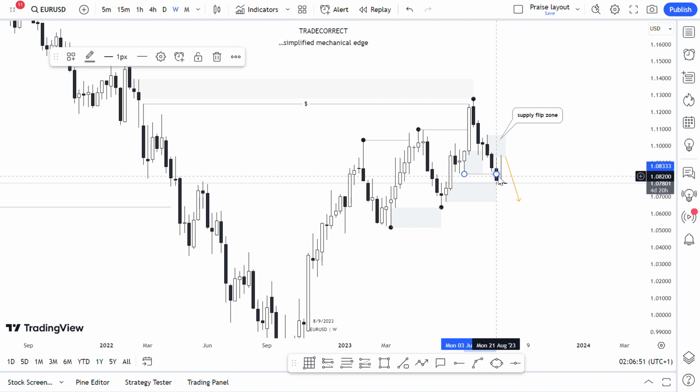Not really an internal break of structure, because this range here is also the internal structure. So this is the internal of the internal. That's why it's called fractal structure. A fractal break of structure is called a change of character. That's why I said it's a change of character.